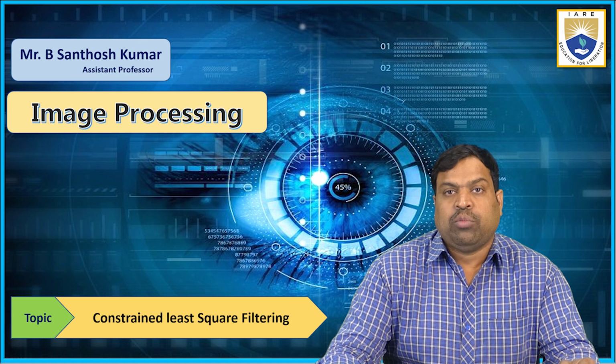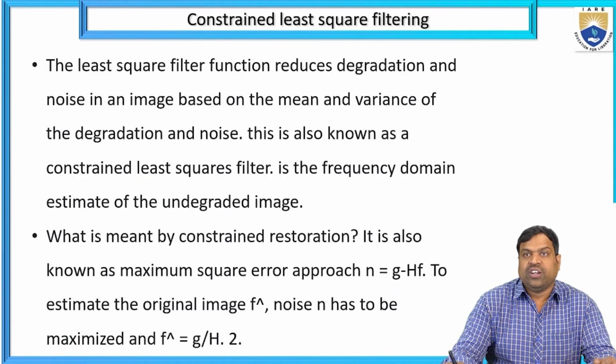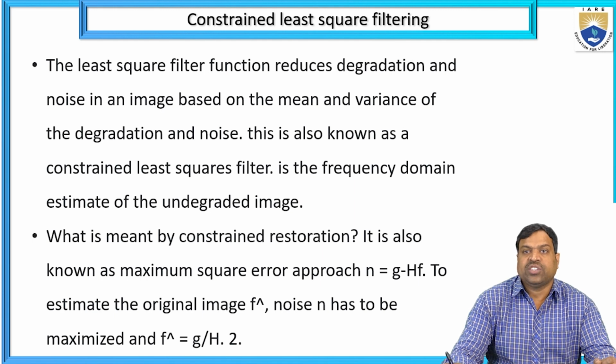Today I am discussing Constrained Least Square Filtering. So what is Constrained Least Square Filtering? How is it related to filtering? The least square filtering function reduces degradation and noise in an image based on the mean and variance of the degradation and the noise. It is also called constrained least square filtering.